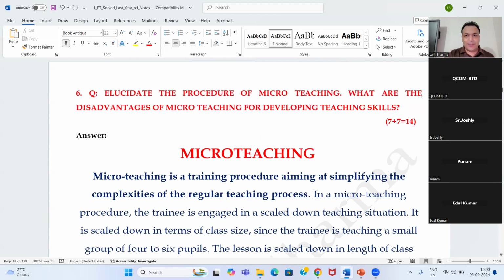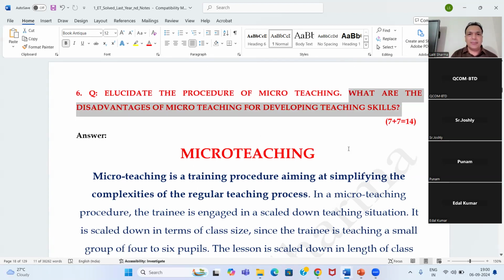See what the examiner has done here. This topic is very much easy, micro teaching. Under micro teaching, what are the contents: what is micro teaching, procedure of micro teaching, advantages, disadvantages of micro teaching. Now he has written what are the disadvantages of micro teaching for developing teaching skills. What is micro teaching? Micro teaching means developing the teaching skills, and he is asking the disadvantages of micro teaching for developing the teaching skills.